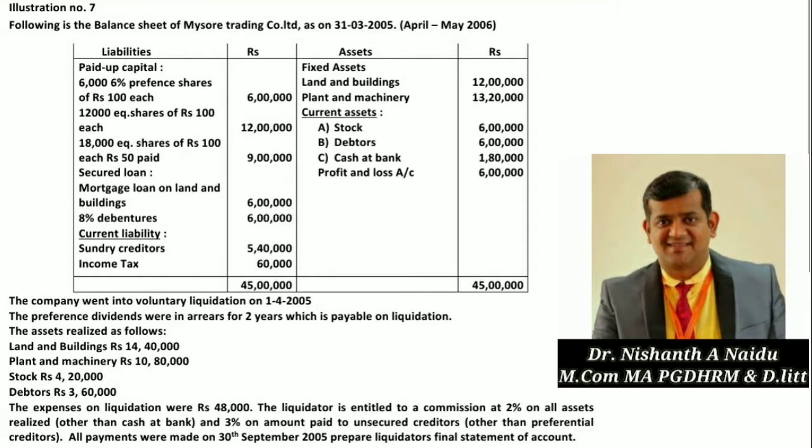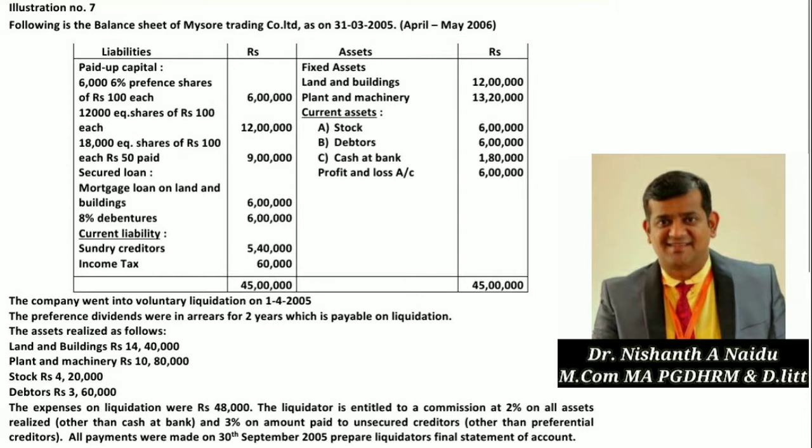On the asset side, fixed assets: land and buildings 12 lakh rupees, plant and machinery 13,20,000. Current assets: stock 6 lakh, debtors 6 lakh, cash at bank 1,80,000, and profit and loss account 6 lakh rupees. If you total both the sides, you'll get 45 lakh.